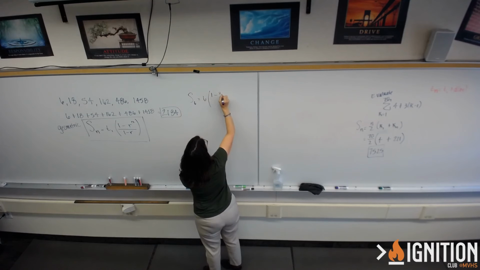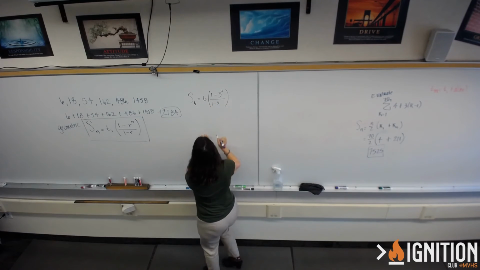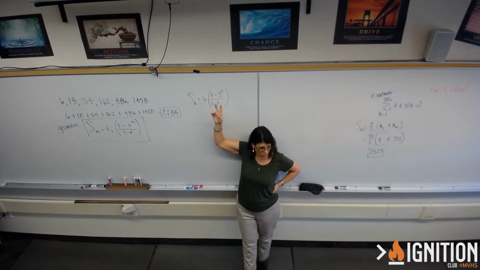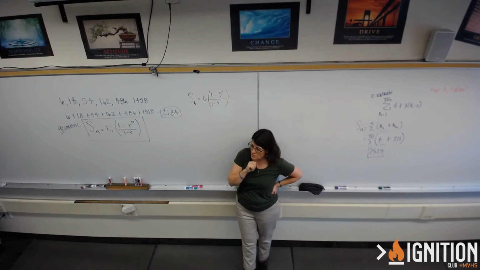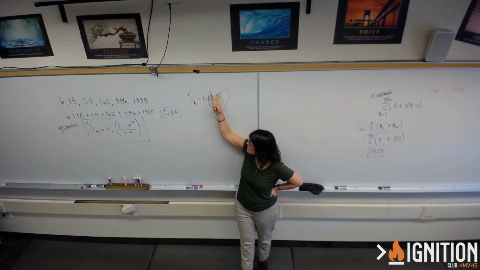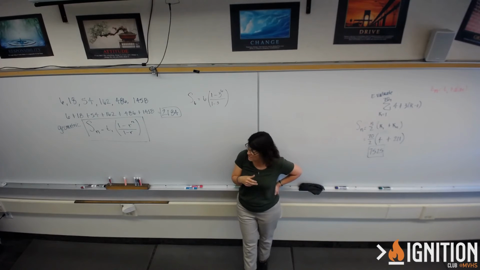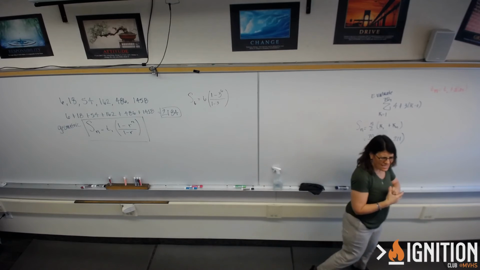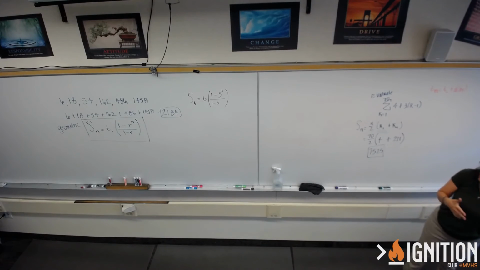1 minus, what's r? 3. What's n? 6. Okay, over 1 minus 3. Okay, so time out. 1 minus 3 to the 6th is a negative number. Agreed? 1 minus 3 is a negative number. Agreed? A negative divided by a negative is a positive. Hence, my sum needs to be positive. So this is how you can tell sometimes I got a negative answer that can't possibly be right.